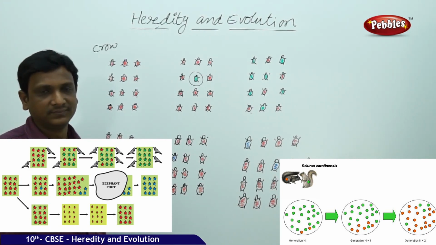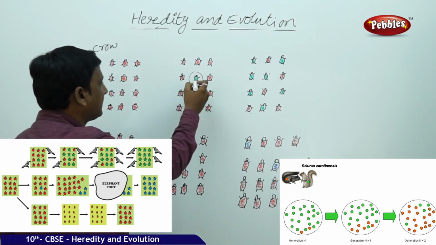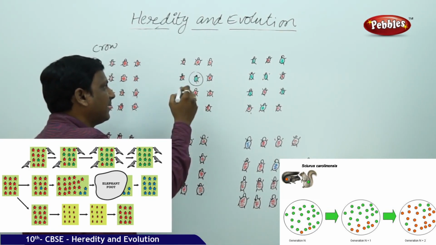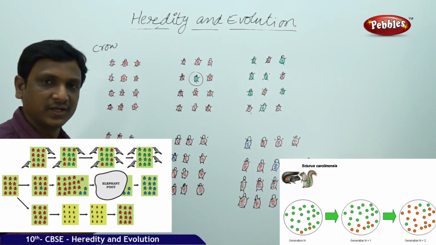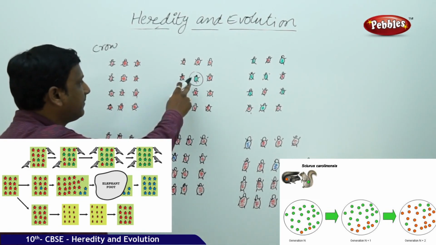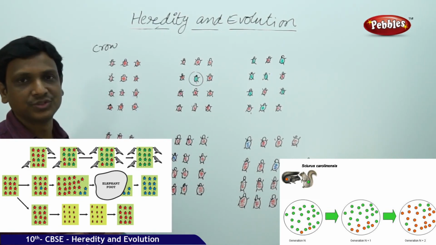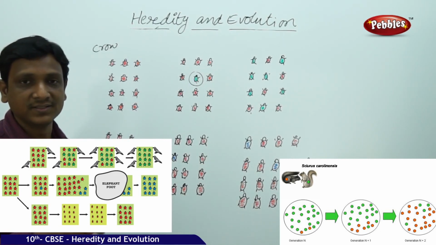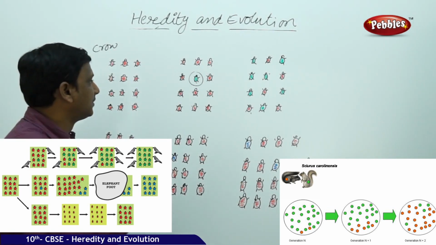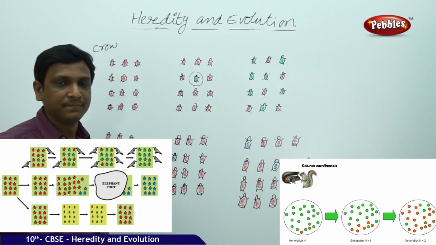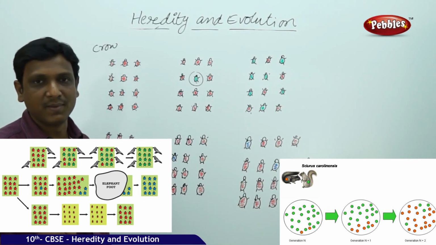Now what happened? Because of this green color, which blends with the green leaves, the green beetle is not being eaten by the crows. Crows cannot identify the green beetle because the leaves are green. Camouflage takes place, that means blending of its color with its surroundings. So only the red beetles are identified. Green beetles are not identified by the crows.